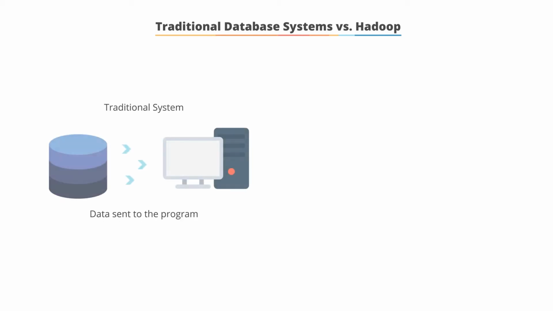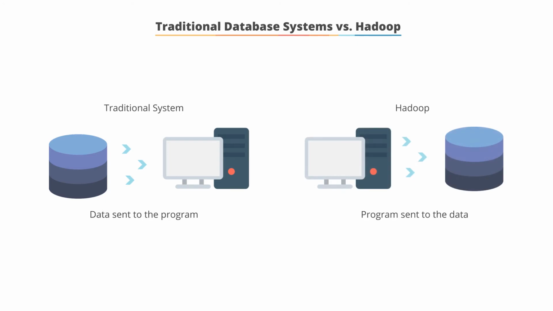Let's compare a traditional database system versus Hadoop. Traditionally, data was stored in a central location, and it was sent to the processor at runtime. This method worked well for limited data. However, modern systems receive terabytes of data per day, and it is difficult for the traditional computers or relational database management systems, or RDBMS, to push high volumes of data to the processor.